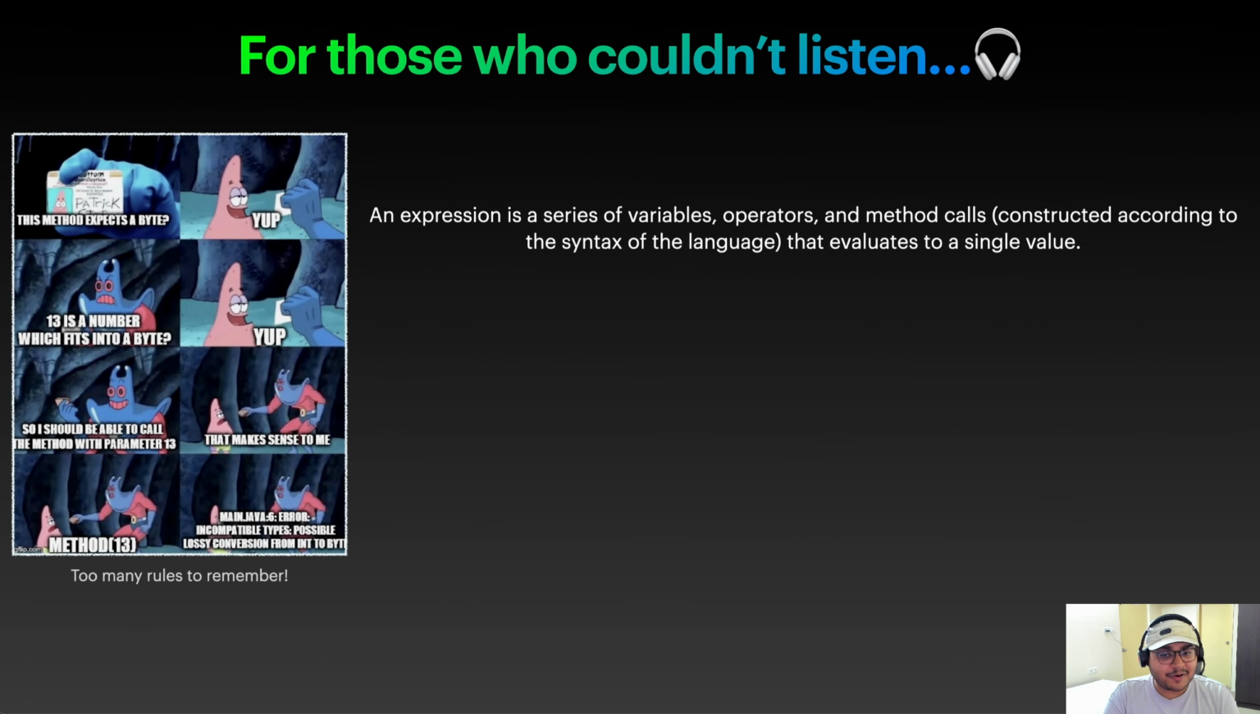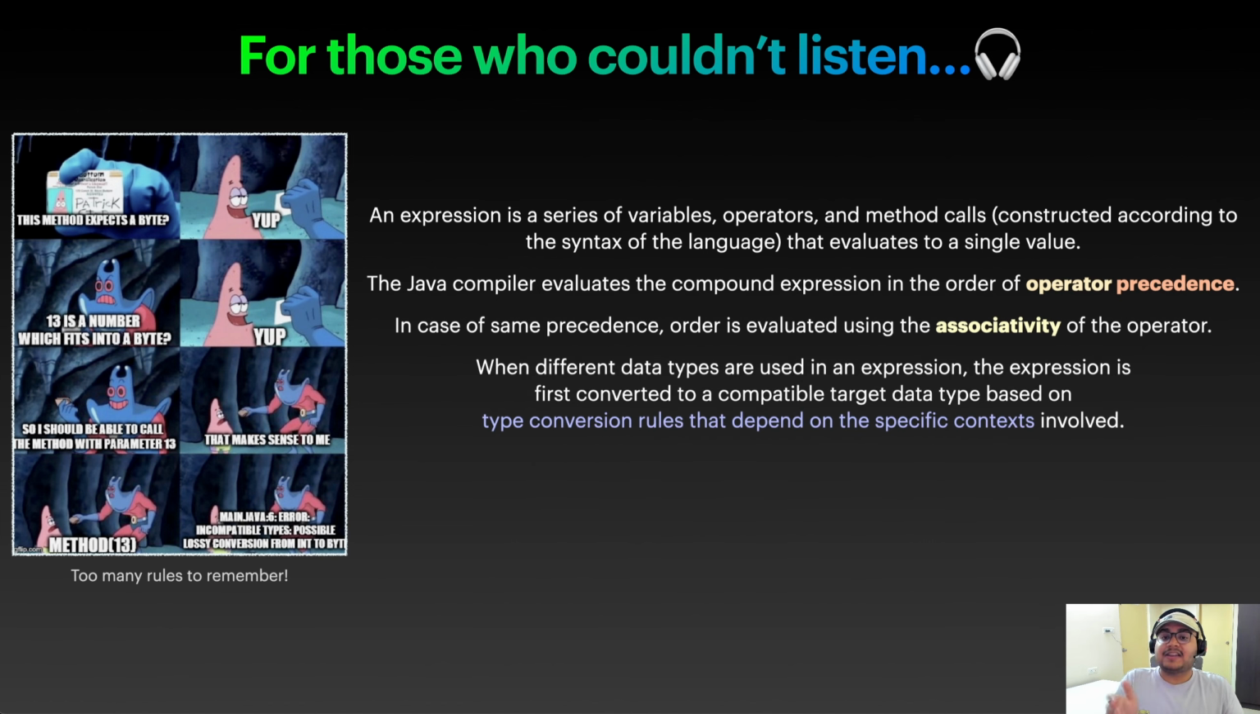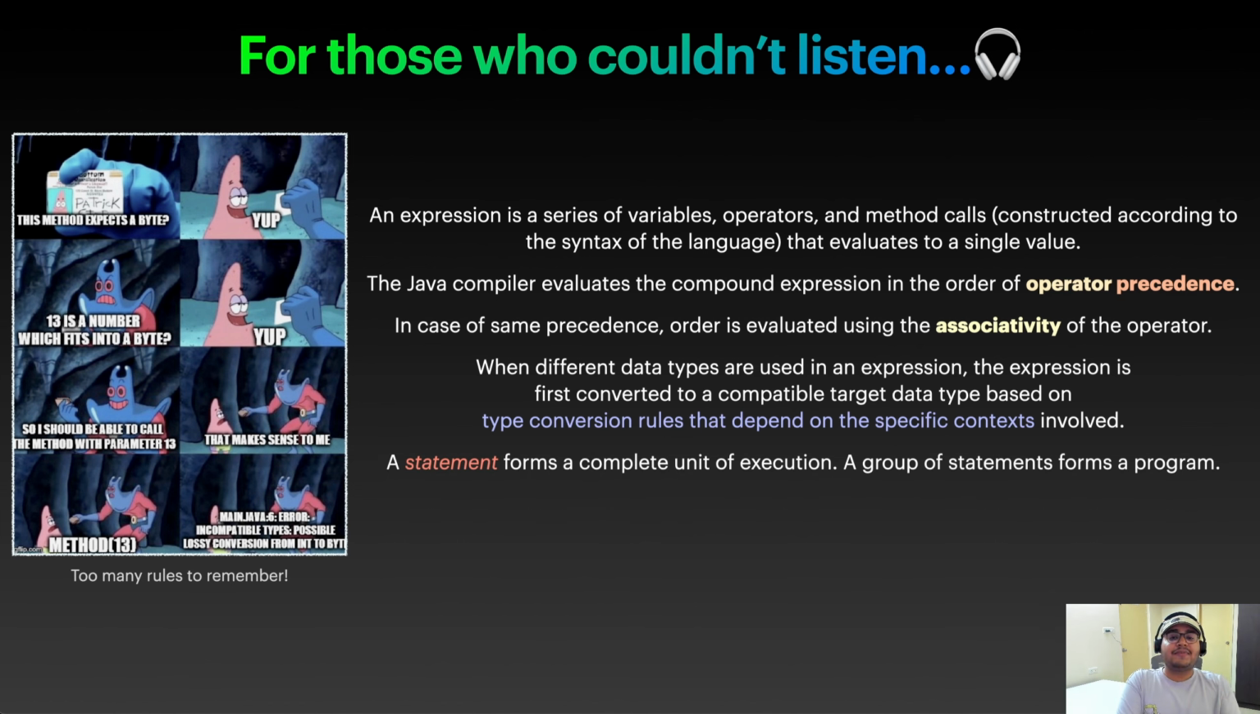To summarize, expressions are valid combinations of variables, operators, and method calls that always return a single value of a specific data type. Expressions are evaluated according to precedence and associativity rules in Java. When an expression involves different data types, it is first converted to a compatible data type based on the conversion rules for the specific context in which that expression is getting used. Finally, statements represent complete units of execution in Java, and a collection of statements together form a program.